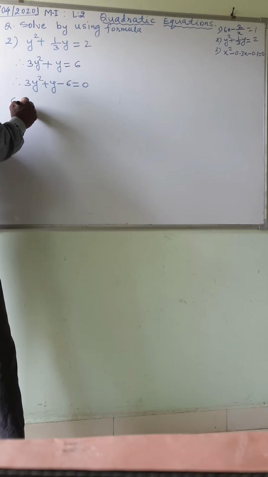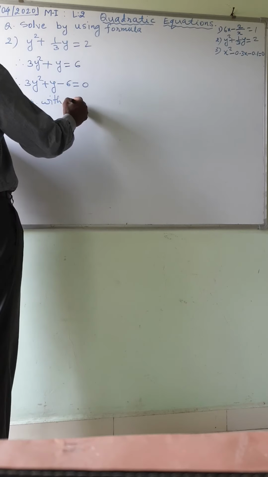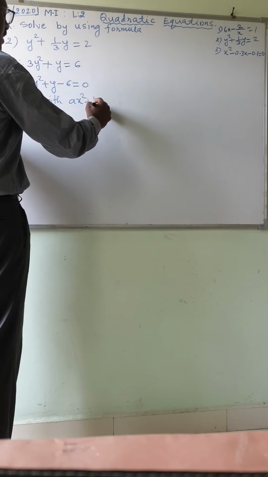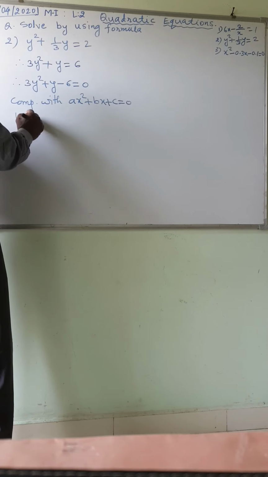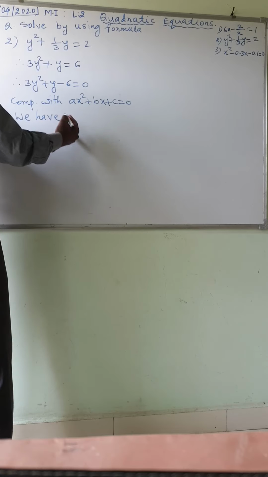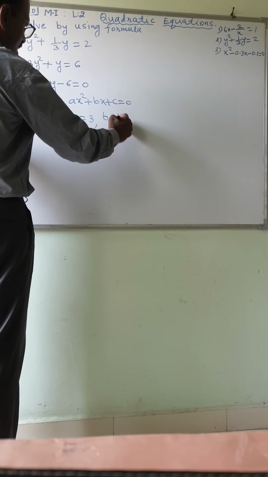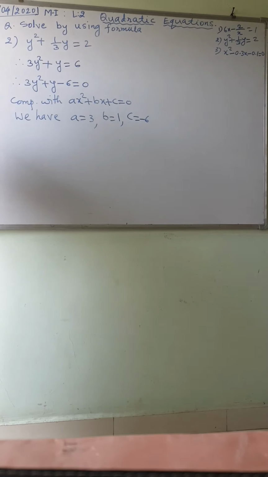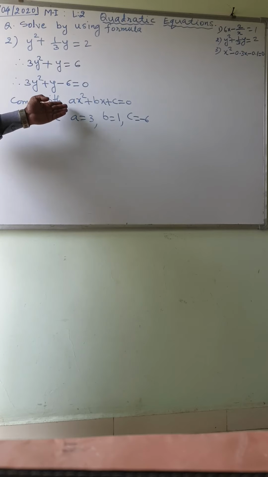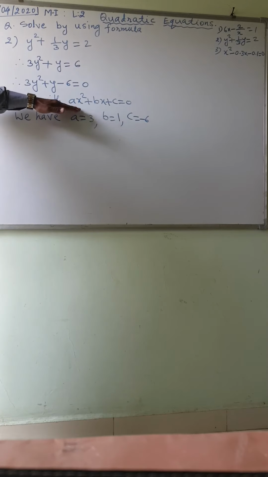Comparing with ax square plus bx plus c equal to 0, we have a equal to 3, b equal to 1, c equal to minus 6. It's not compulsory that you should write only ax square plus bx plus c. You can say ay square plus by plus c also according to the sum. If you write this, this is also correct.